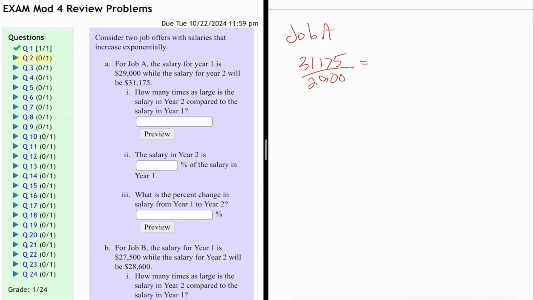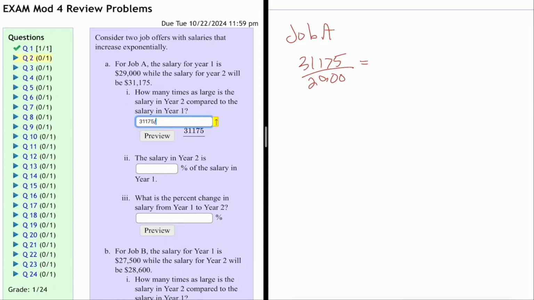So we're just going to take salary year 2, that 31,000 number, divided by salary year 1, that 29,000 number. And I'm not going to actually do it. I'm going to let iMath do that. So 31175 divided by 29,000. Okay. And we can see it does come out to be a nice number. Now, the salary in year 2 is what percent of the salary in year 1? So if we make this a percentage, that's 107.5%.